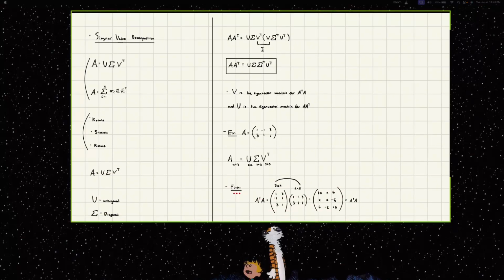So other than that, I hope this was helpful, and maybe you've come to appreciate the singular value decomposition a little bit more.